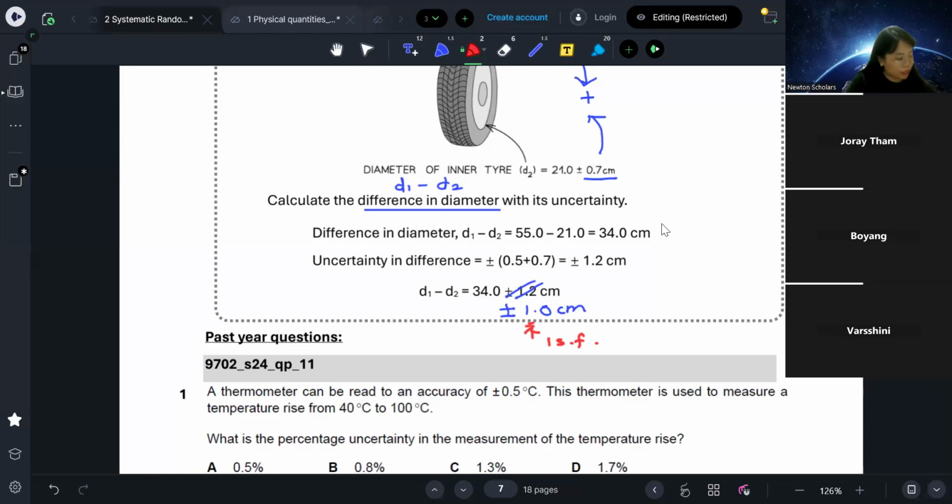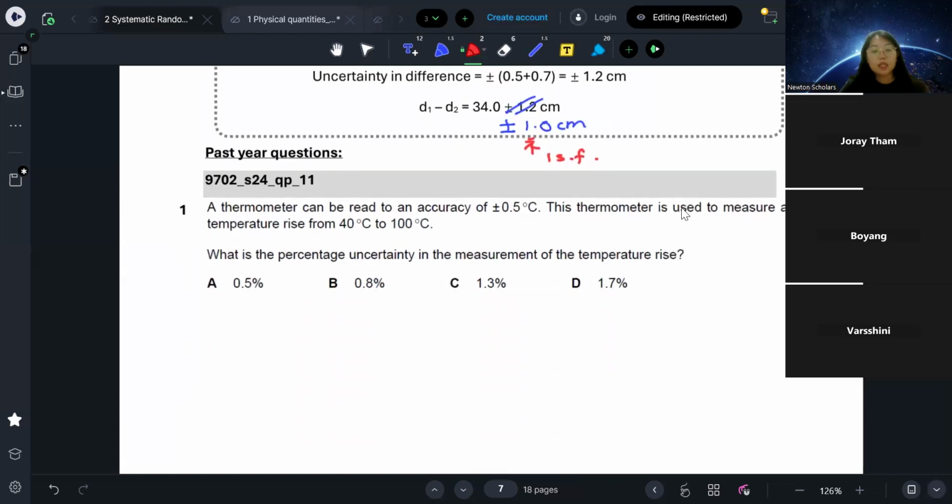Okay, then I want to go to the questions. We practice a partial question. For the first question, a thermometer can be read to an accuracy, which means we need to measure temperature. Their uncertainty is plus minus 0.5 degrees Celsius. The thermometer is used to measure a temperature rise from 40 degrees Celsius to 100 degrees Celsius. They want you to find the percentage uncertainty in the measurement of temperature rise.